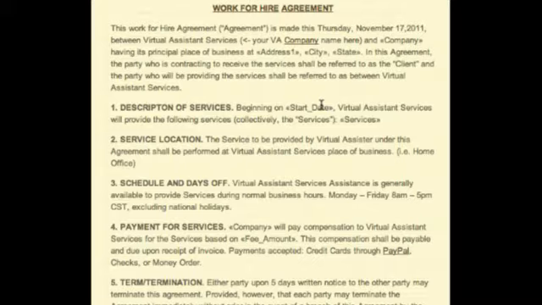So that's helpful. Service location. The service will be provided at the virtual assistant services place of business. That's actually good to help show that they're an independent contractor.